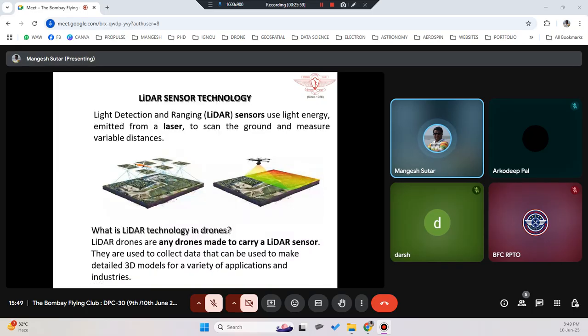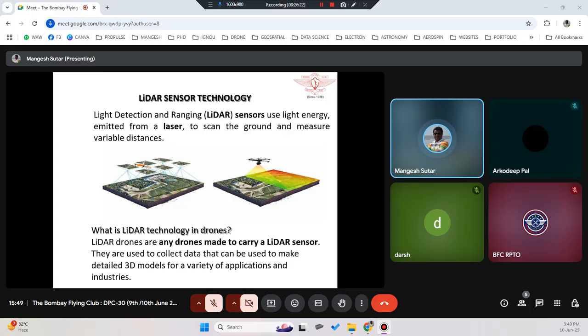Then there is something called LiDAR. LiDAR is nothing but a light detection and ranging sensor. It basically sends laser pulses to the ground and receives the signal back. That's how it measures the variable distance from the ground with respect to the sensor. So it's basically a remote sensing sensor.